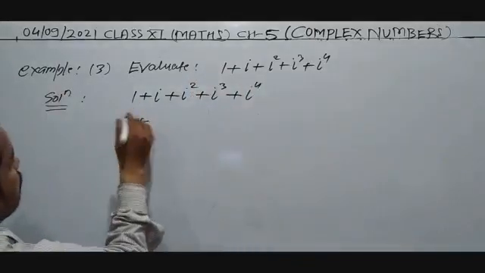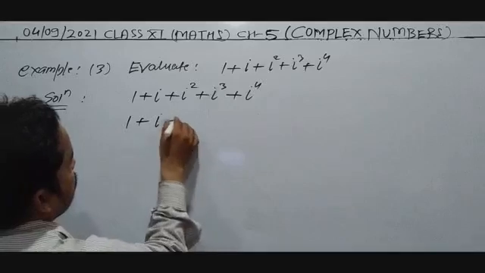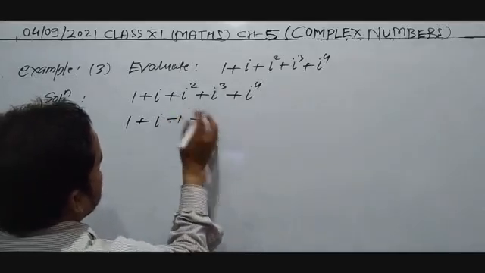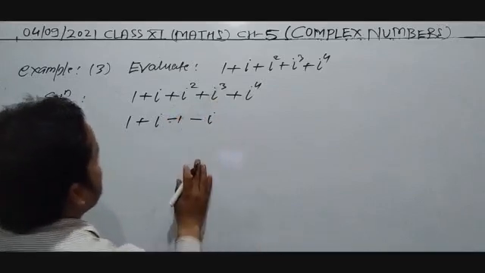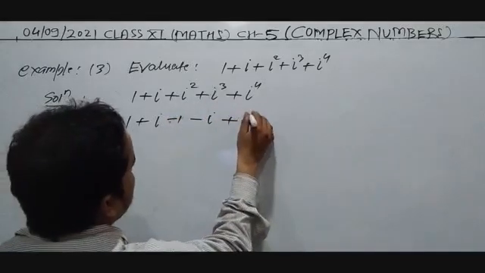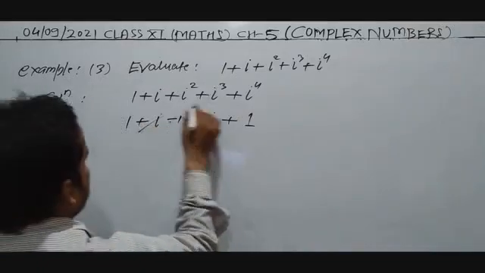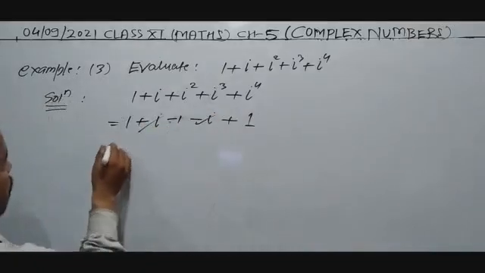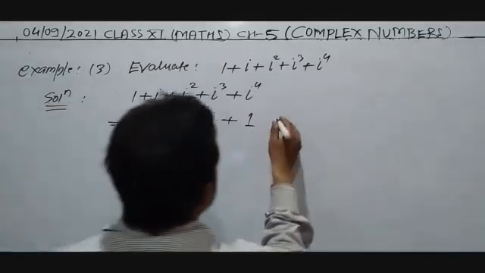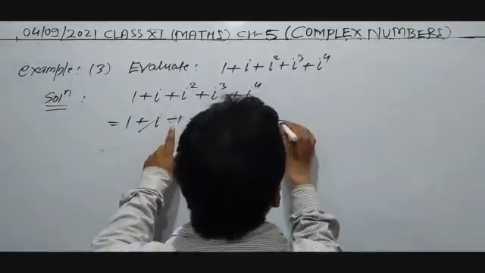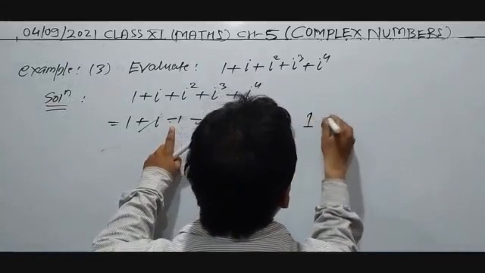So this one is same, i is also same, and i square value you know that is minus 1. Similarly, i cube result is minus i, plus i to the power 4 result is 1. So i minus i terms will cancel out, and the result will be 1 plus 1 minus 1. Result is 1. So 1 is the answer.